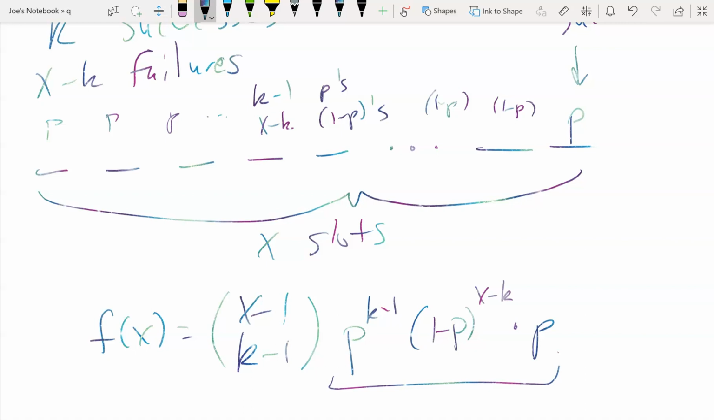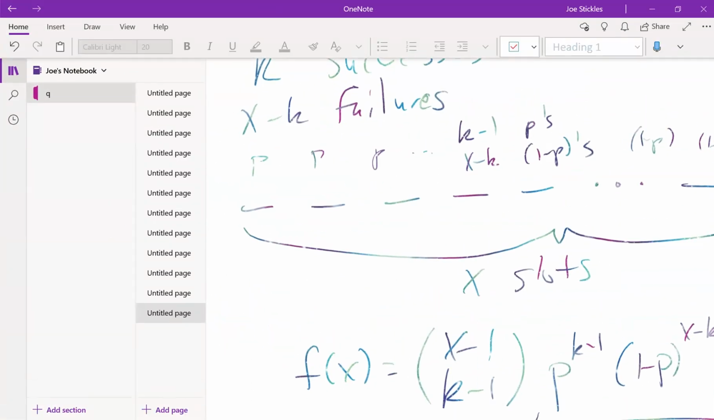Okay? So this is your PMF for the negative binomial. We'll write down the mean and the variance next time. They make sense though, because they look a lot like the geometric. The geometric is a special case of the negative binomial, where k equals 1. We'll do more of this on Monday. Enjoy.